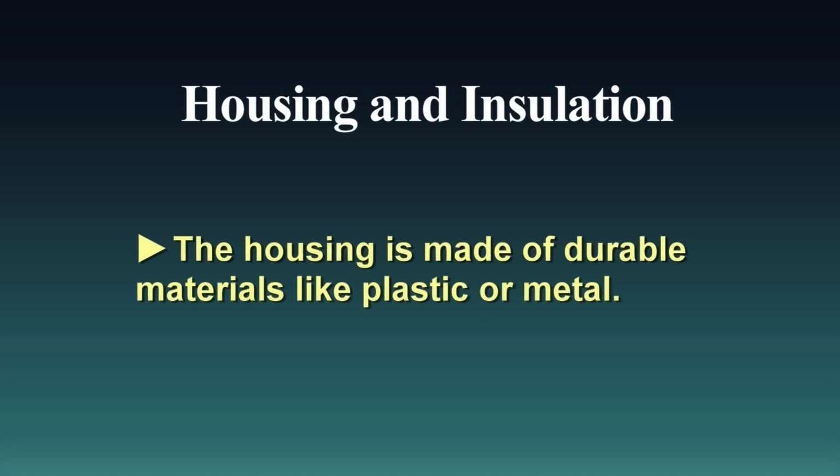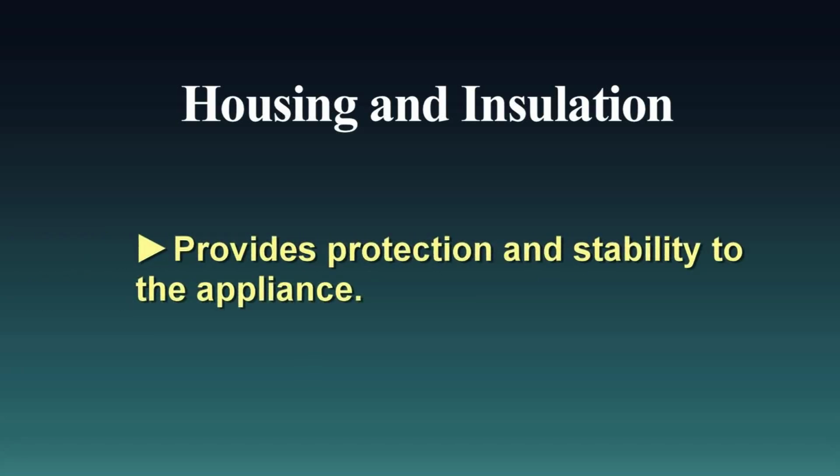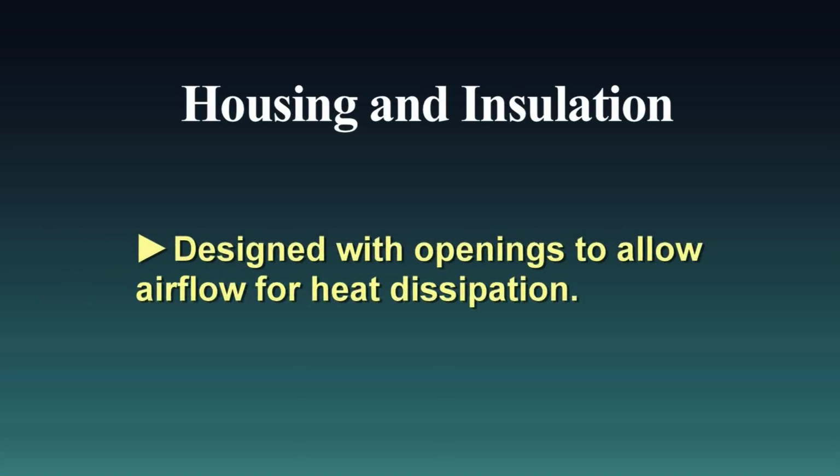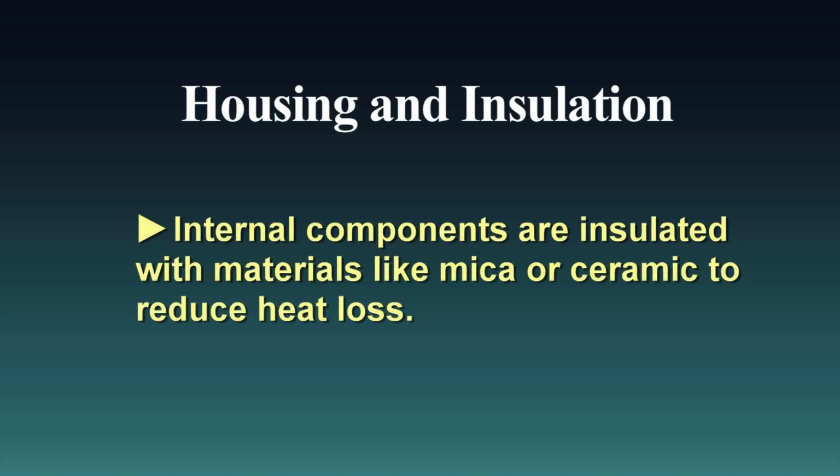The housing of a room heater is typically made of durable materials like plastic or metals. It encloses the internal components and provides protection and stability to the appliance. The housing is designed with openings to allow airflow for heat dissipation and proper ventilation. The internal components are insulated with materials like mica or ceramic to reduce heat loss and improve efficiency of the heater. The next component is power supply.